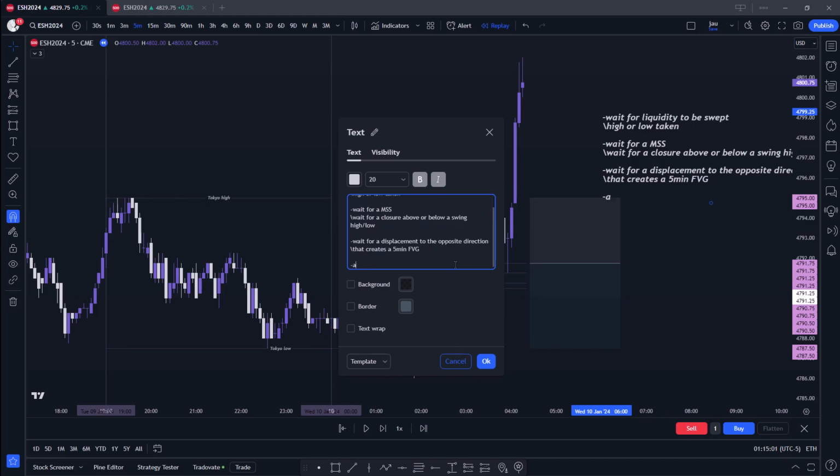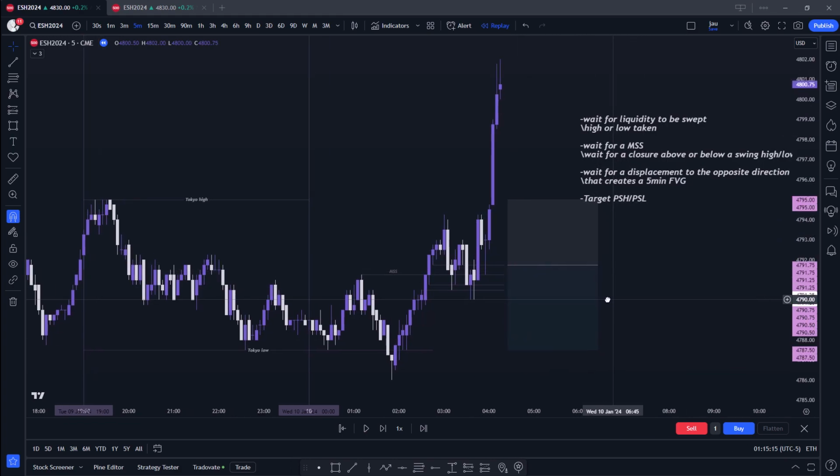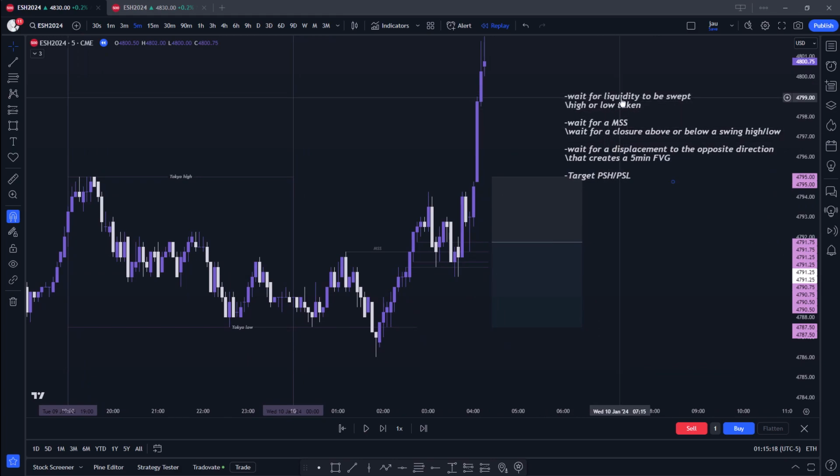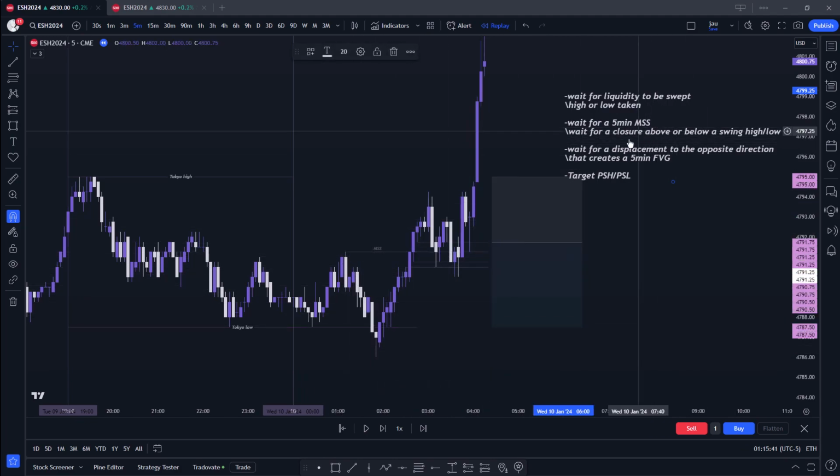Target: the previous session high or previous session low. So this is essentially my model in a nutshell. I wait for a liquidity to be swept, and liquidity is obviously the session highs or the session lows, and then I wait for a market structure shift on my 5 minutes chart. I should be more specific there. A 5 minutes market structure shift, which is a closure below or above a swing high or low, right?